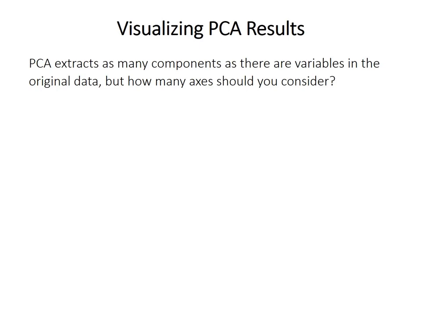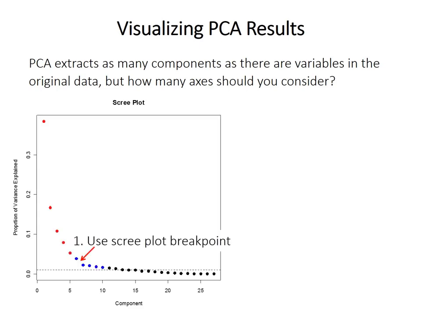So there turn out to be several rules of thumb. One is that you can make this plot here called a scree plot, which shows the proportion of variance explained by each principal component. And there's often a break point somewhere between a steep part of the line and a shallower part of the points. And you can use that break point to be sort of a cutoff. In this case, we might say, well, I'm going to look at the first 6 principal components or something like that.